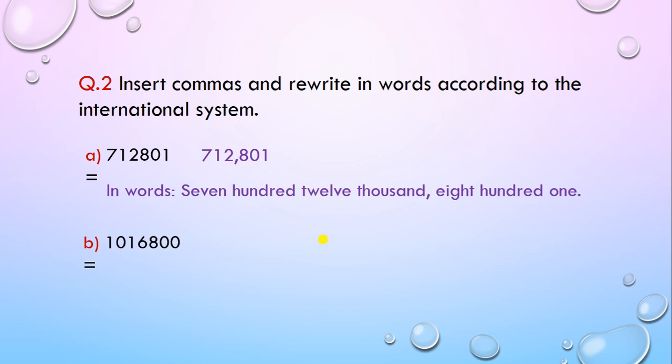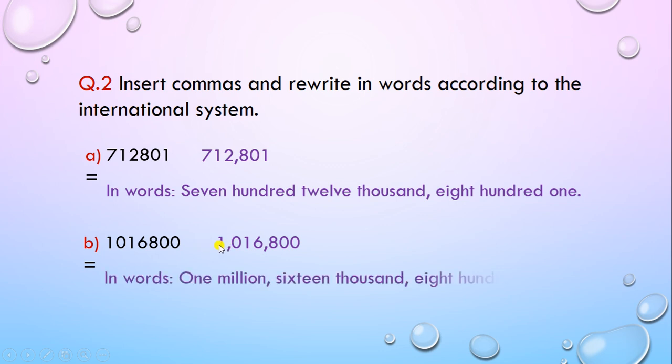So commas we have to place after 3 digits from the right. So let's count from the right. 1, 2, 3, comma, again 1, 2, 3, comma and 1. Now this group comes in the ones period, the next group comes in the thousands period, and this comes in the millions period. So let's see how to write this number. So 1,116,800.